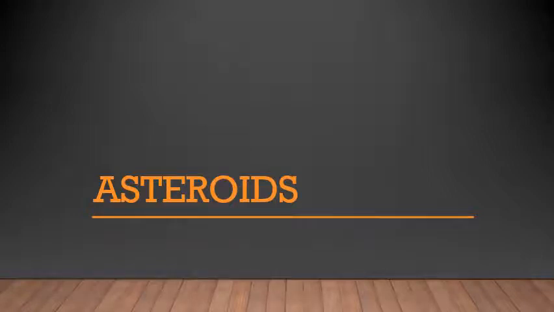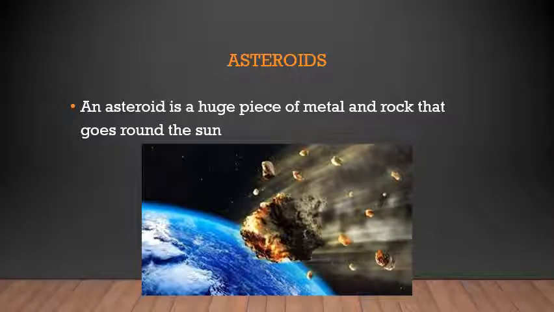Asteroids. An asteroid is a huge piece of metal and rock that goes around the sun. Just as our Earth is made up of different kinds of rocks and metals, these asteroids are also huge. It is a mixture of metal and rocks. You can't tell it is completely made of metals, or completely made of rocks, and they are just suspended in space.